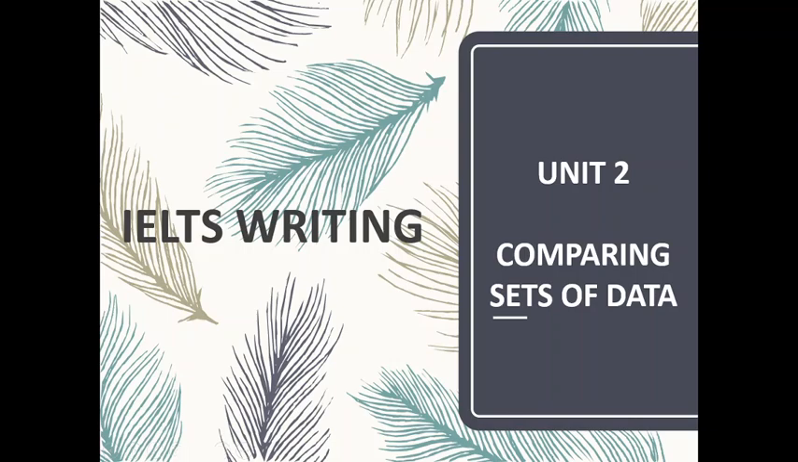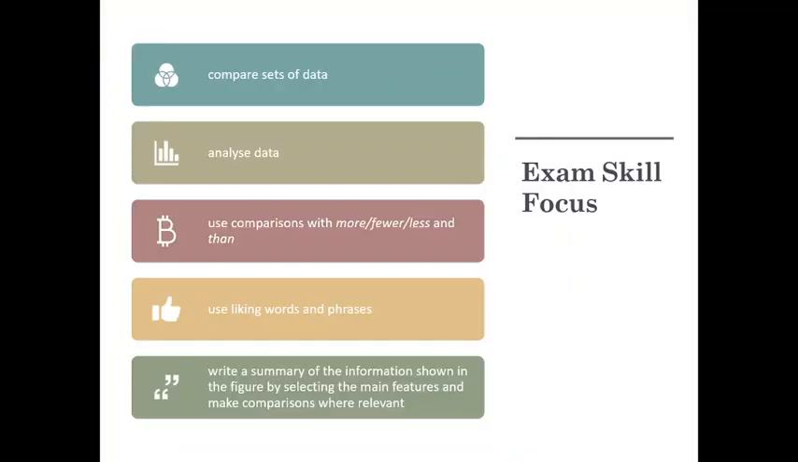Today we're going to discuss IELTS Writing Task 1, which is comparing sets of data. The exam skill focus for this unit is to compare sets of data, analyze data, use comparisons with more, fewer, less, and then, use linking words and phrases, and write a summary of the information shown in the figure by selecting the main features and make comparisons where relevant.